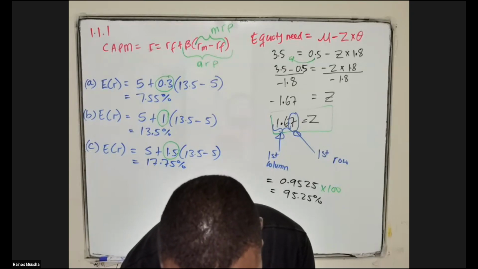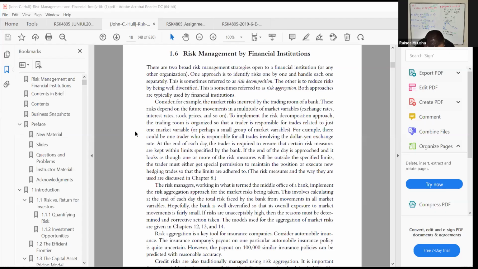they say there are two broad risk management strategies open to a financial institution. One approach is to identify risks one by one and handle each separately. This is sometimes referred to as risk decomposition. The other is to reduce risk by being well diversified. This is sometimes referred to as risk aggregation. Both approaches are typically used by financial institutions. So you get your answer there from page 18 of the textbook.